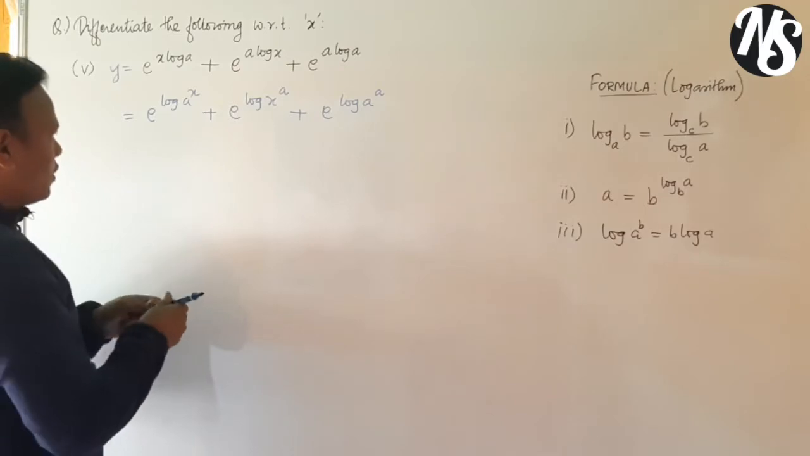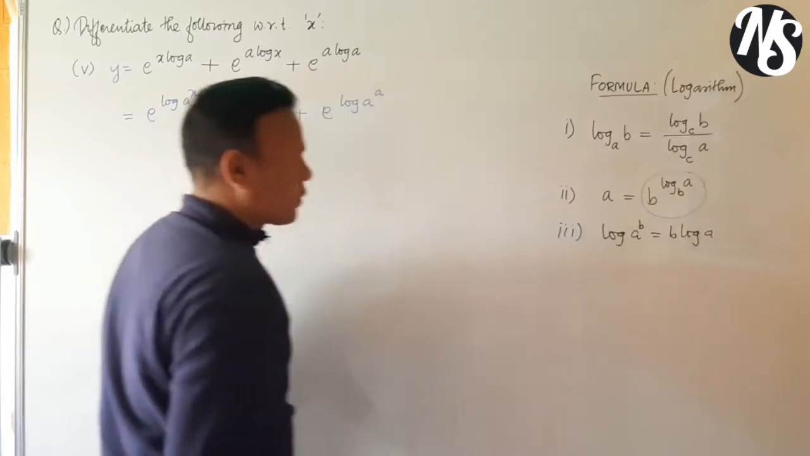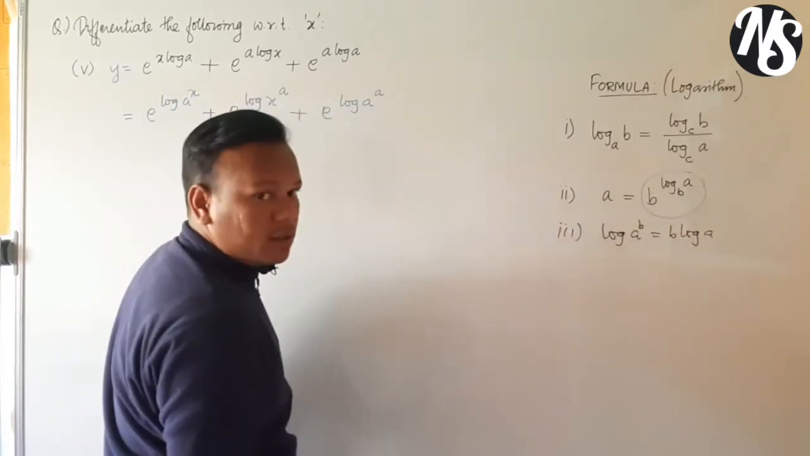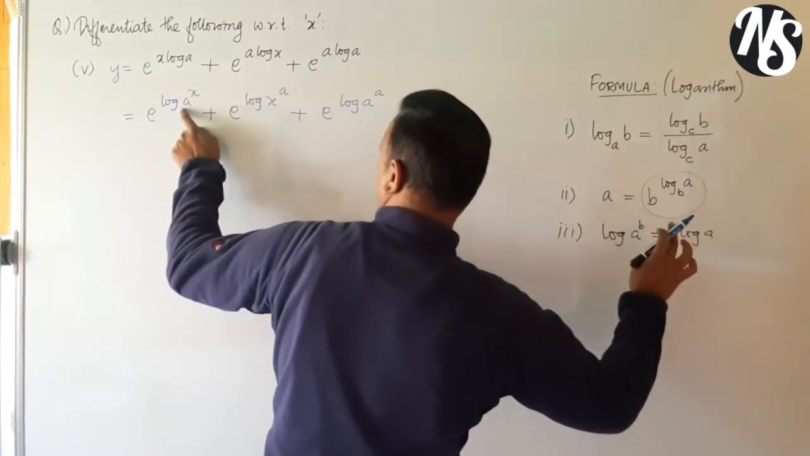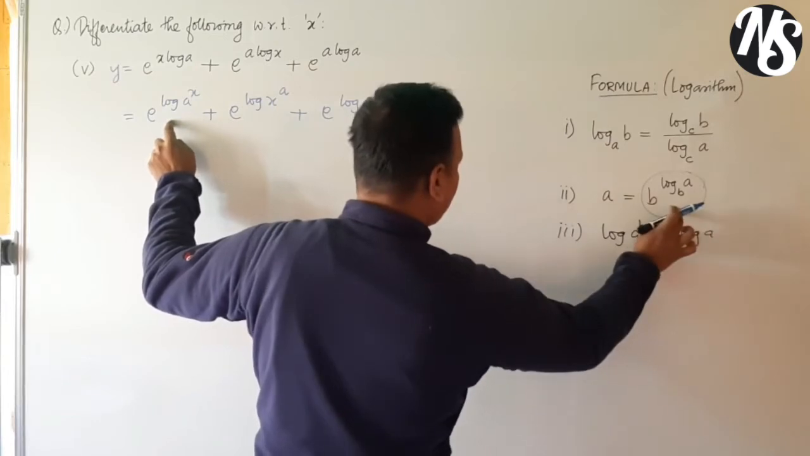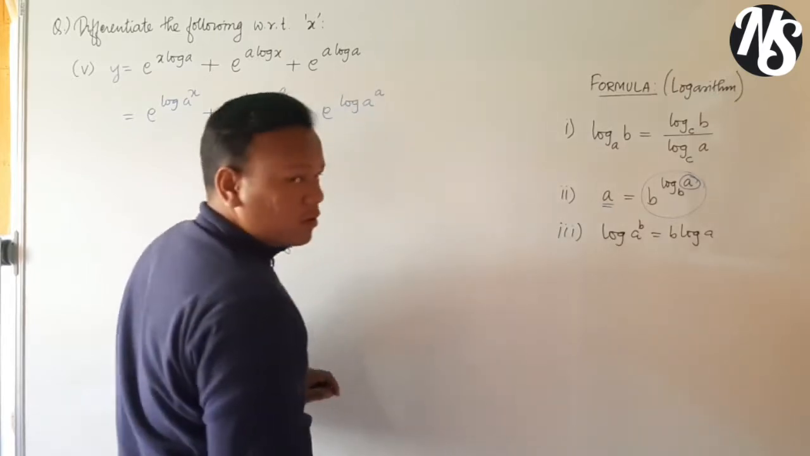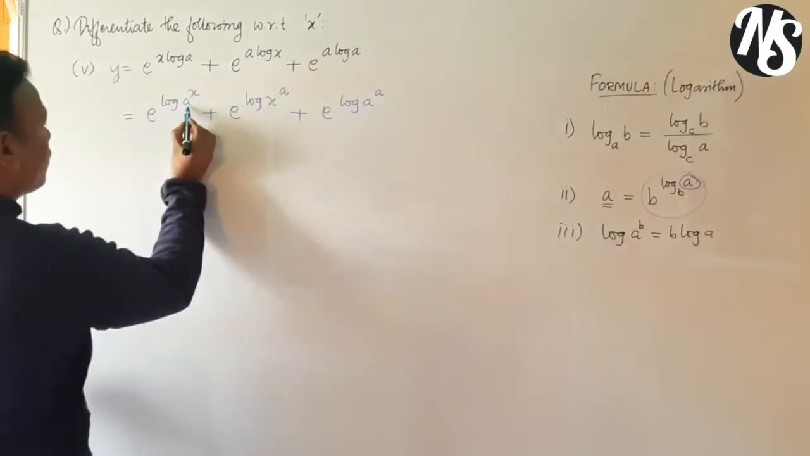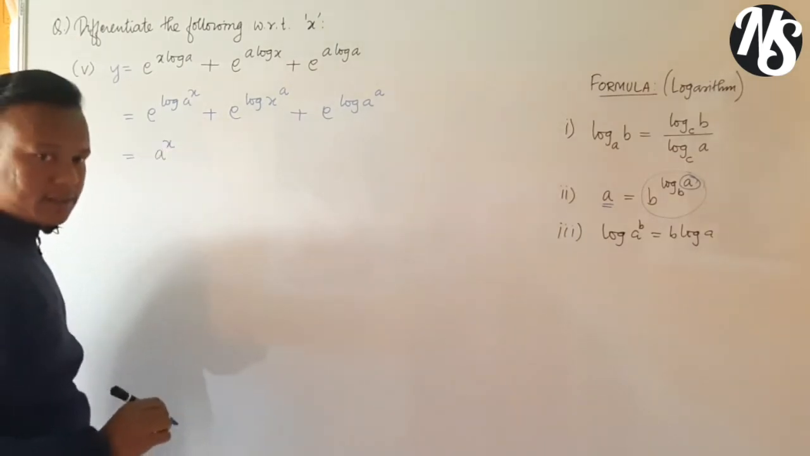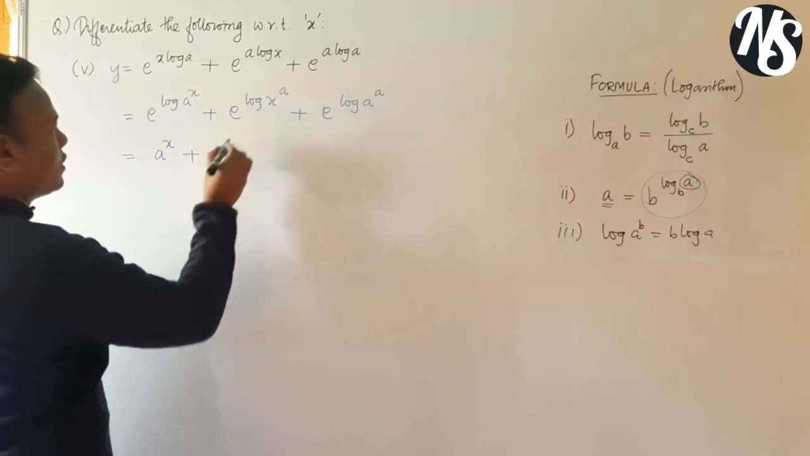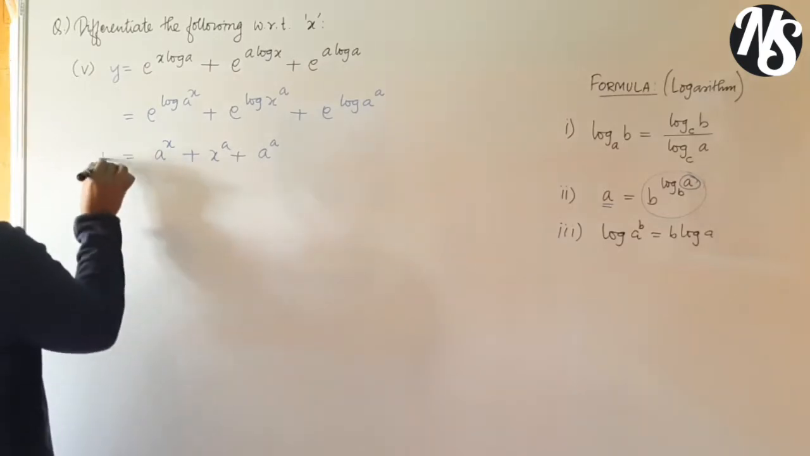Okay, now look at formula number 2. This is e, this is e. In this case, the base is e, no? For this case, e is the base, so that's why this is matching with this, isn't it? So however much is here with log, we have that value. Here we have log a to the power x, so this entire thing is actually a to the power x. Similarly, this is x to the power a, and this is a to the power a. So this is the value of y.